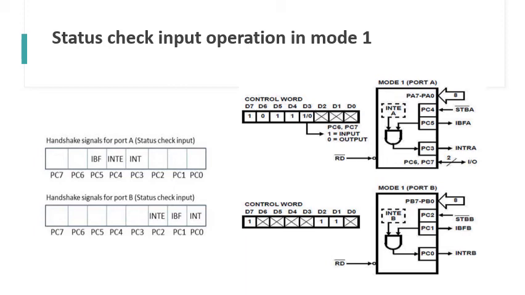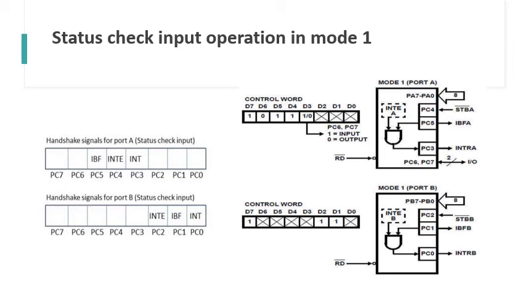Let us now discuss the status check input operation in mode 1. In this mode, the interrupt is disabled. Hence, the microprocessor won't be interrupted by the 8255. In order to determine if data transfer is needed or not, we need the microprocessor to perform a status check, right? So, no one is going to interrupt. It automatically is going to check its status. So, it is being called the status check input operation.